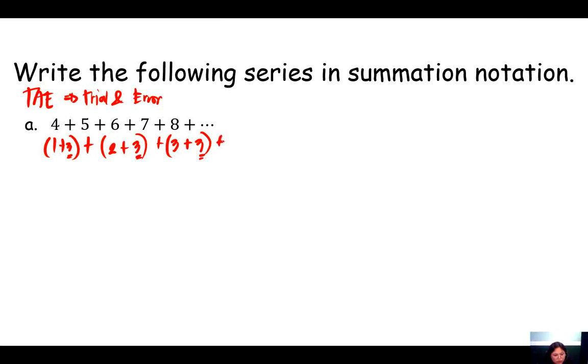Okay. So, plus 4 plus, what is the number that we're going to add to 4? So, the answer is 7. 3 again. Okay, plus 5. So, what is the number that we're going to add to 5? So, the answer is 8. So, 3. Okay, plus ellipsis.